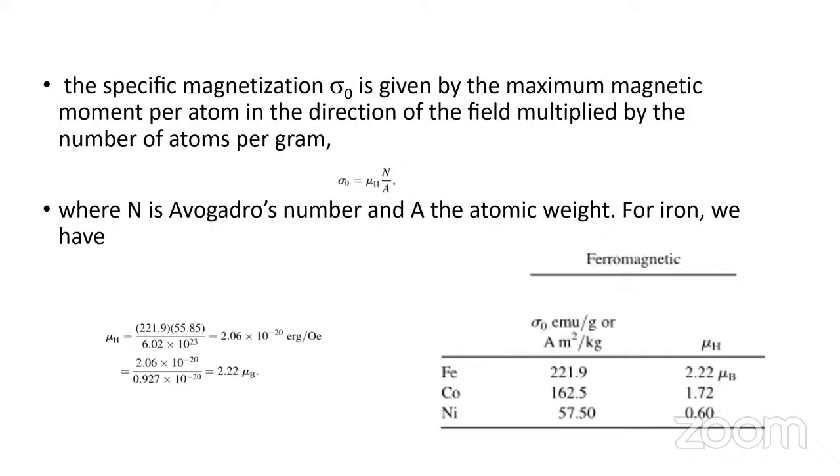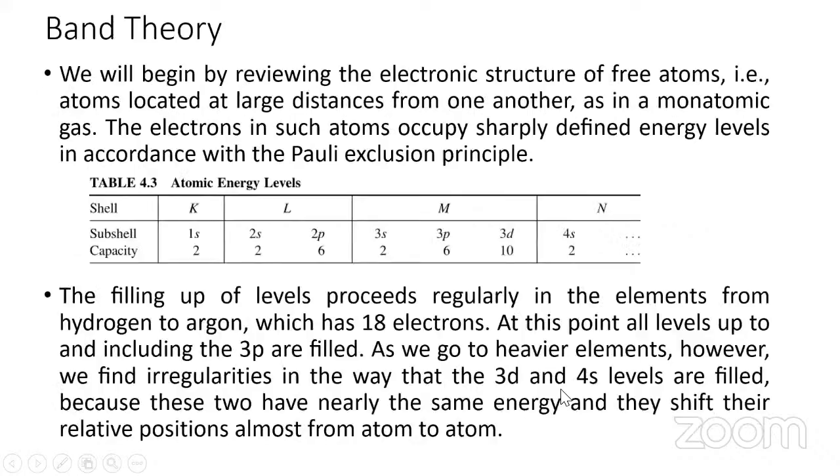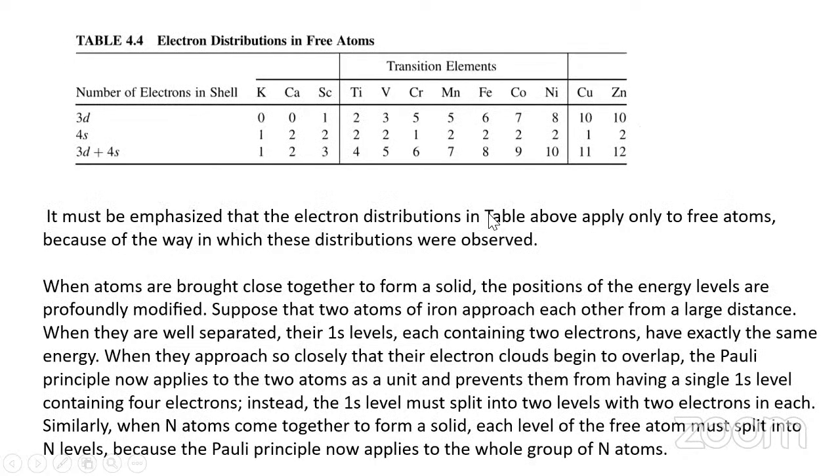Now here, this data of magnetization can be used to find the specific magnetization based on what has been observed experimentally. And if you look at the values of the specific magnetization observed for iron, cobalt, and nickel, you can see iron has the highest value of magnetization. Again, there is a theory that we call band theory. Again, I will not go into the details.